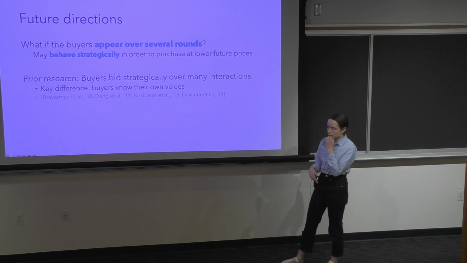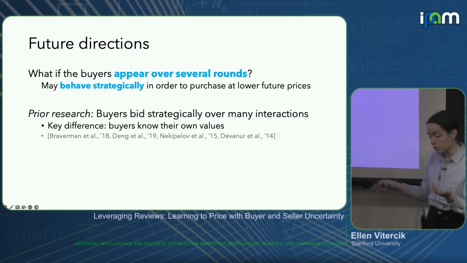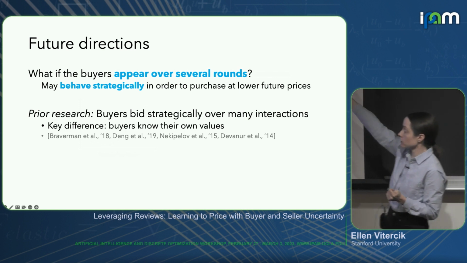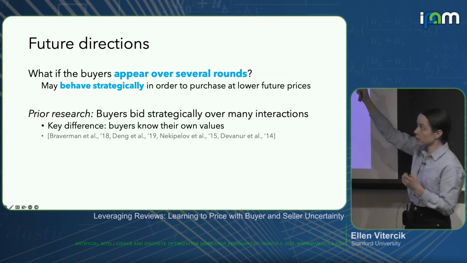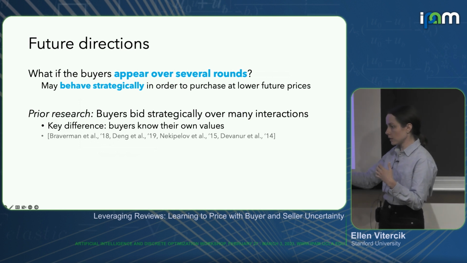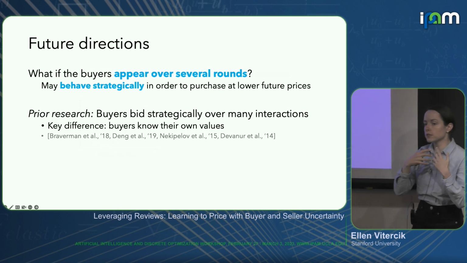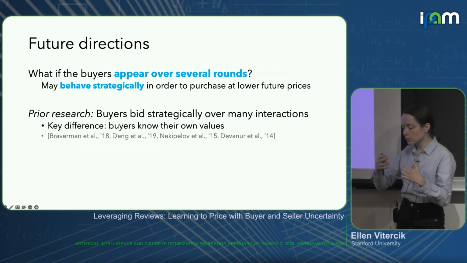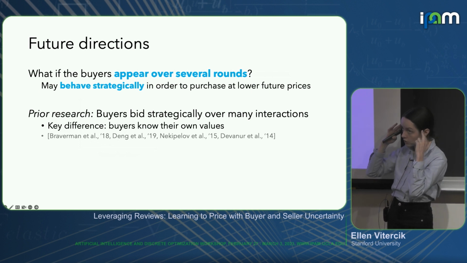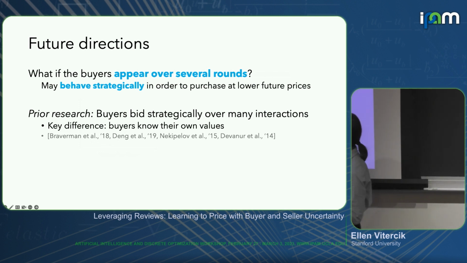And last, related to this discussion we were having, what if the buyers actually appear over several rounds? You have repeat buyers. One of the real challenges here would be that buyers may behave strategically early on in their interactions with the seller in order to purchase at lower future prices. So if a buyer knows that the seller is doing this kind of pricing via learning, the buyer may behave strategically early on in order to get lower prices later on, with knowledge of this machine learning algorithm that the seller is using. So that introduces a host of complications.